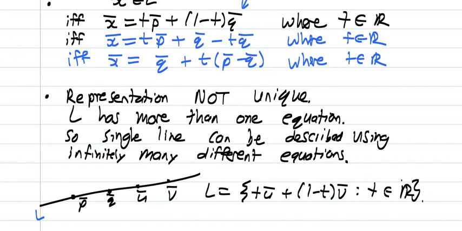All right, so if U and V are different vectors, we can also say the line is of the form tU plus (1 minus t)V, where t is a real number. And so you can see how it is possible to produce infinitely many different equations for the same line. So do take note of this.